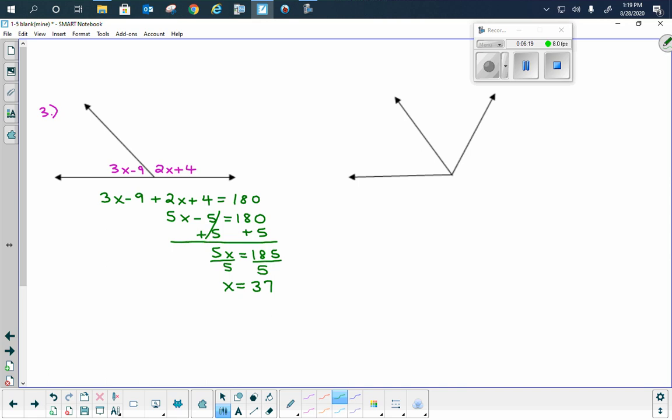Okay, so then the question is: is this a regular 37 or is this 37 degrees? And hopefully you're seeing now that this would be a regular 37 degrees. It would be, if you picked up x and plugged it into one of these, that those angles would be degrees.